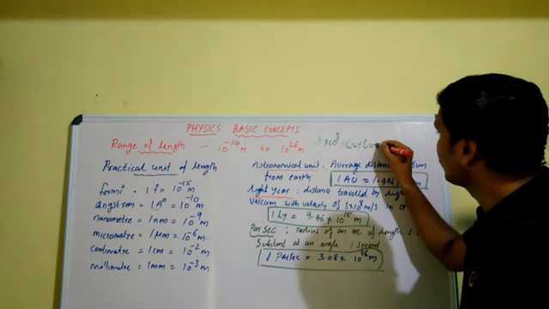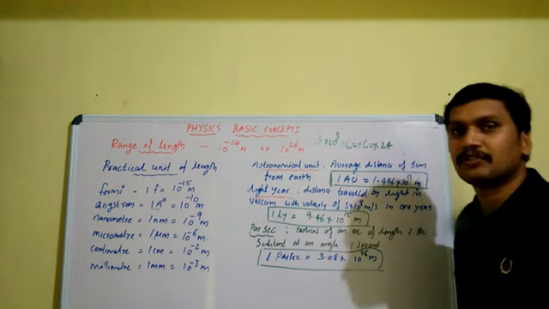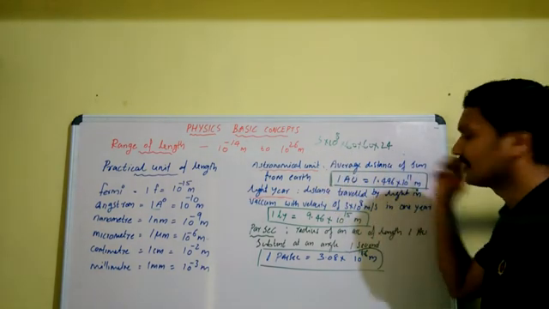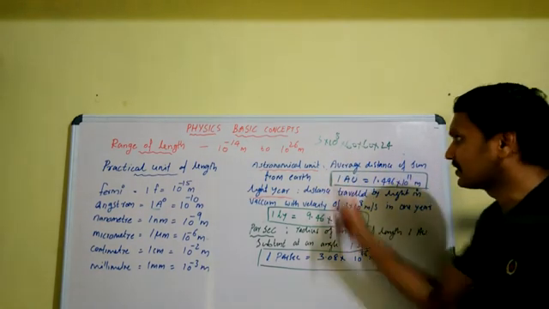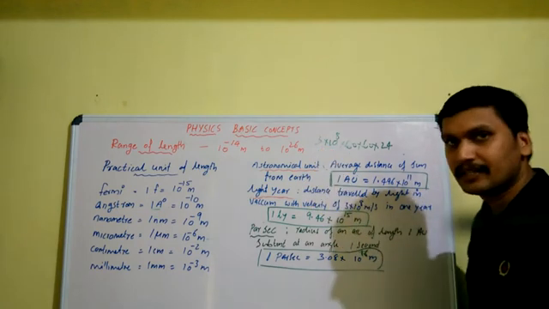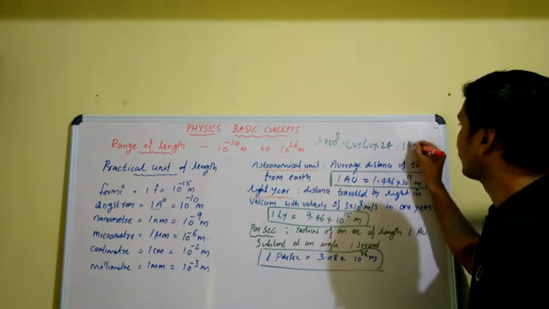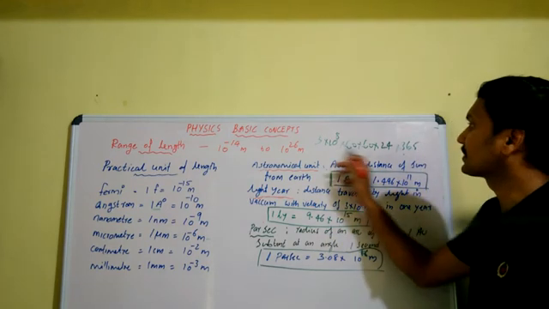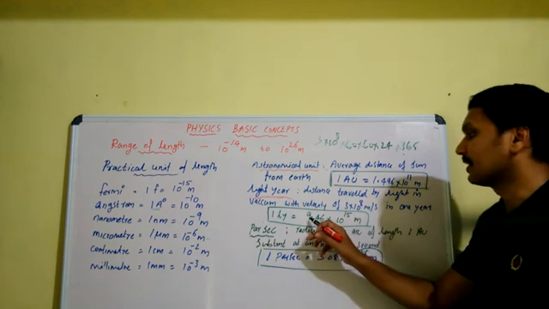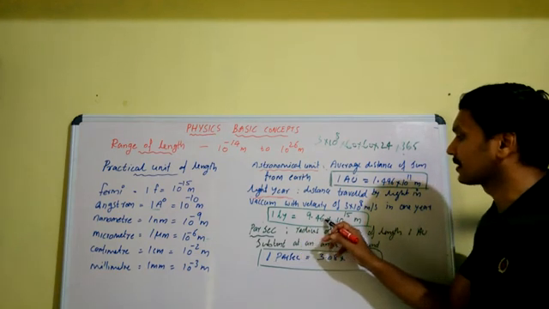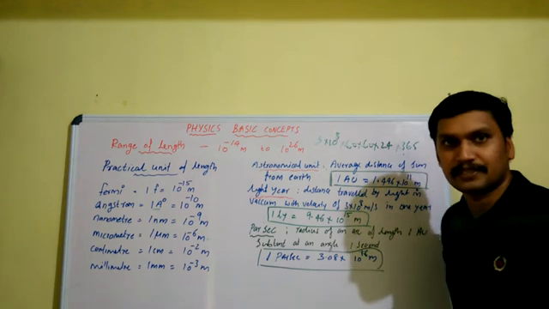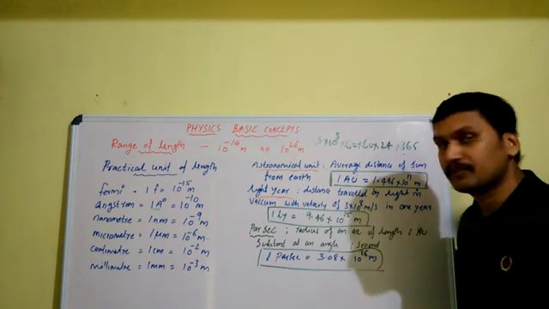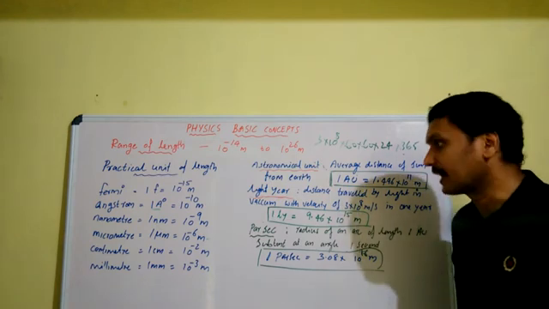Then in 1 day there are 24 hours, so this is the distance of the light during 1 day. Multiply by approximately 365 days in 1 year. Calculating this value, it is numerically equal to 9.46 into 10 raised to 15 meter. That is the distance travelled by the light during 1 year, known as light year.